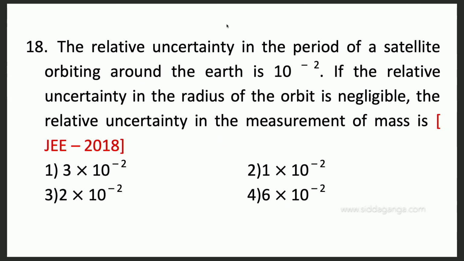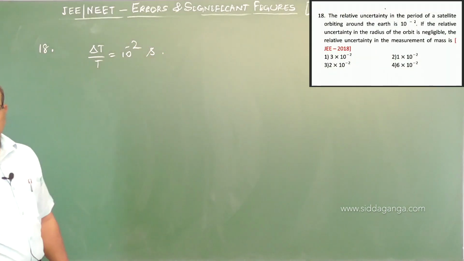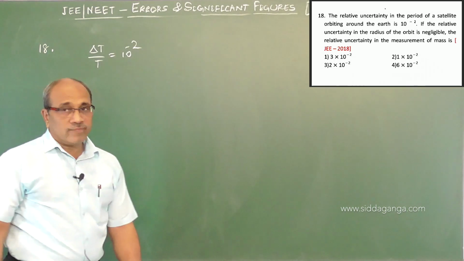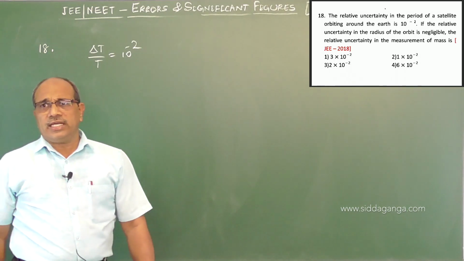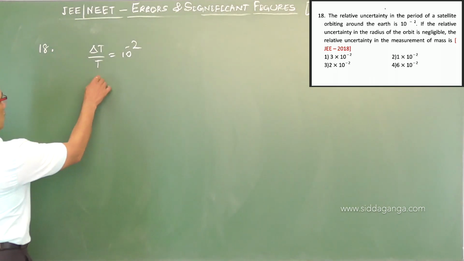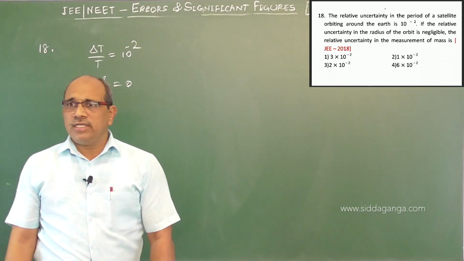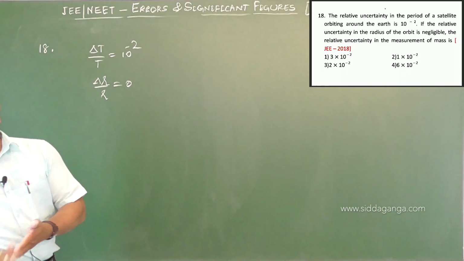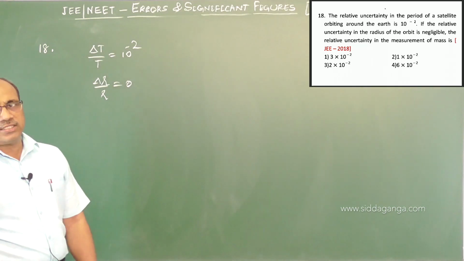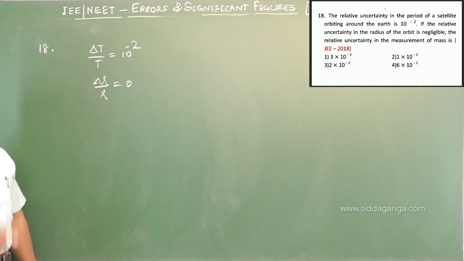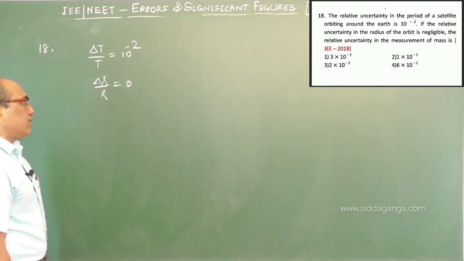The relative uncertainty in the period of a satellite orbiting around the earth is, that means the fractional error in measuring delta T by T, is 10 power minus 2. Minus 2, not seconds, it is an error. The relative uncertainty in the radius of the orbit is negligible, delta R by R is 0. Then what is the relative uncertainty in the measurement of mass?